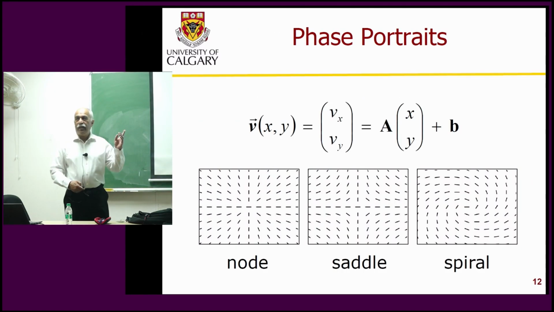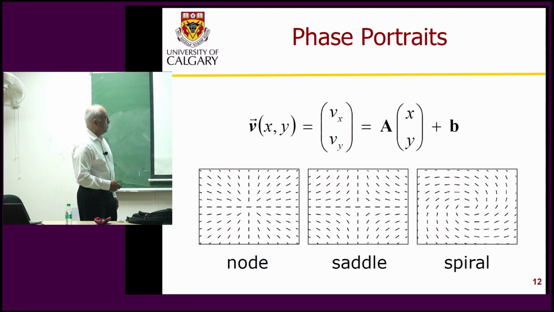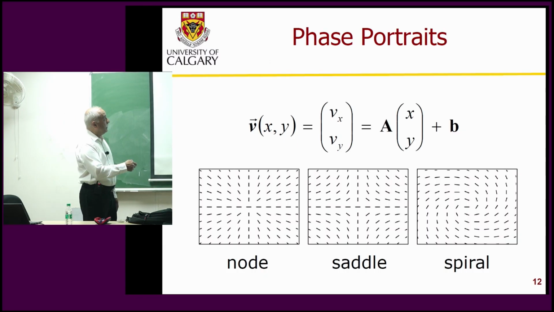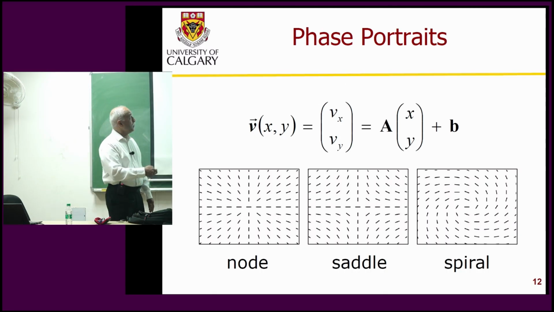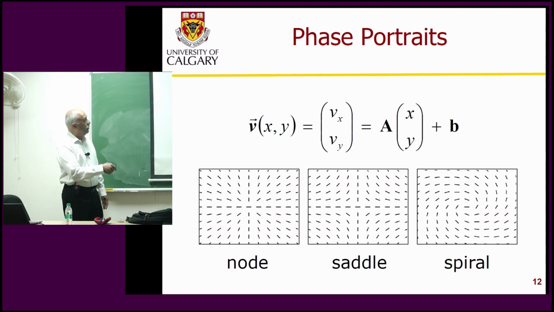So we analyze that with phase portraits. As I mentioned earlier, phase portraits are a form of representation of a velocity field. A particle is moving in the 2D space with the velocity vector v, with x and y components, and a linear equation is given here: A times (x, y) plus b. A is a 2 by 2 matrix, b is 2 by 1.